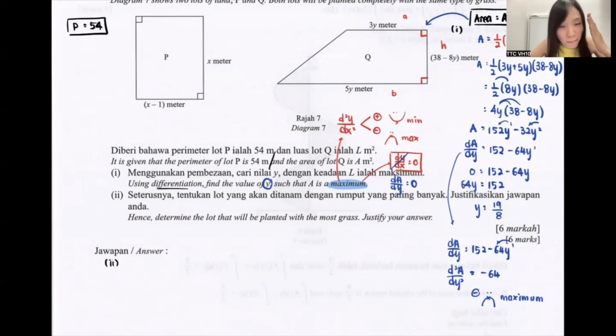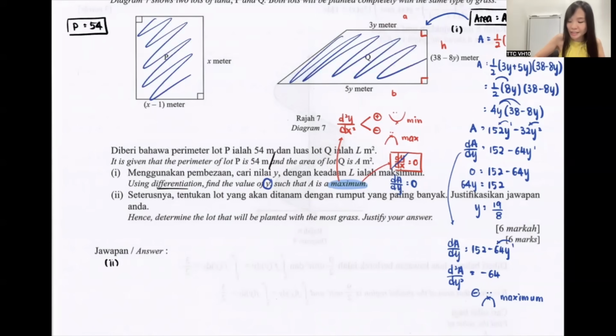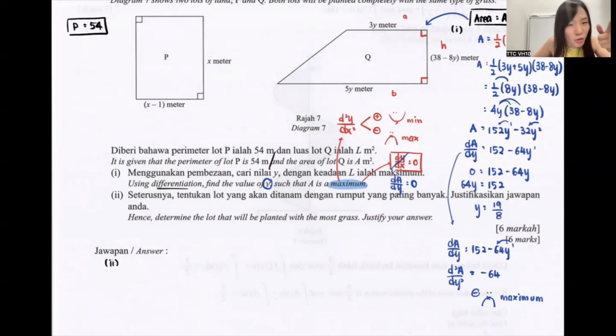So let's talk about land P first. For land P, what they're providing you is the perimeter. But obviously perimeter is not something we can use to justify. Of course, if you want to know which one is planted with most grass, you need to know the size of them. So the size is finding what? Area. I need to find the area for land P. How do I find the area for land P? They give me perimeter. I think there's a reason why they give me perimeter, right? Let's try to do the perimeter first.